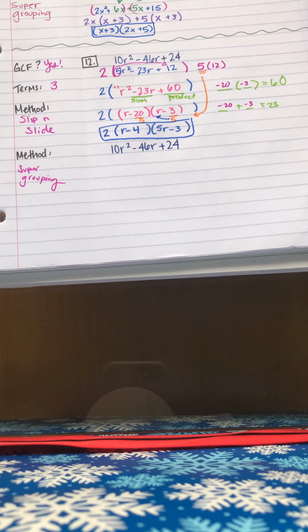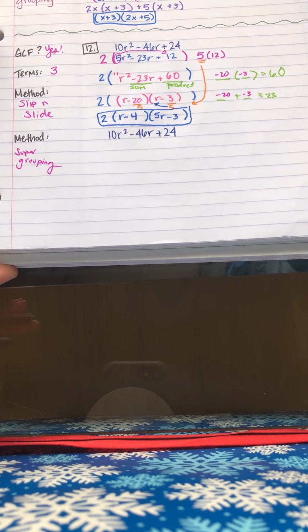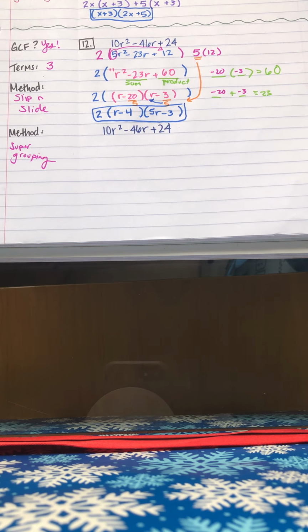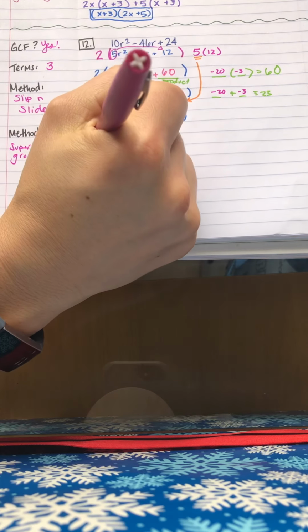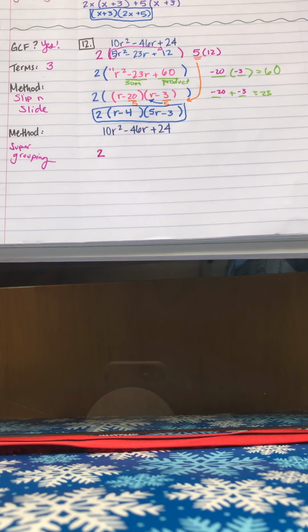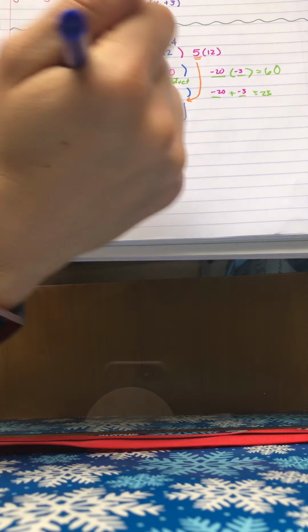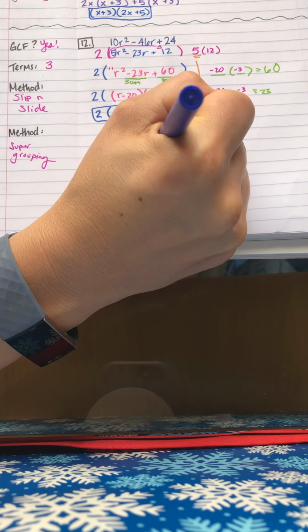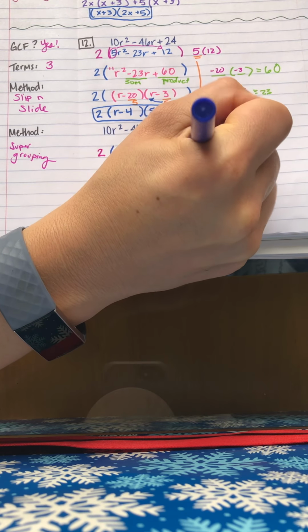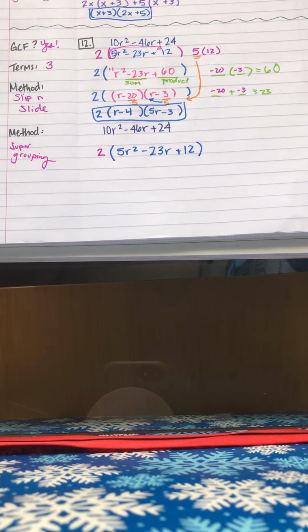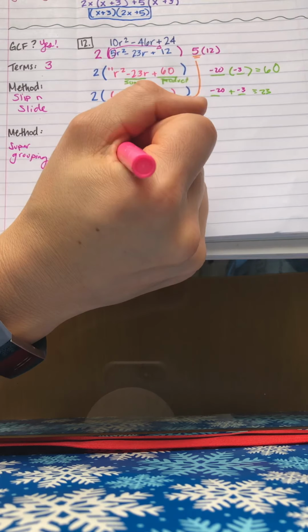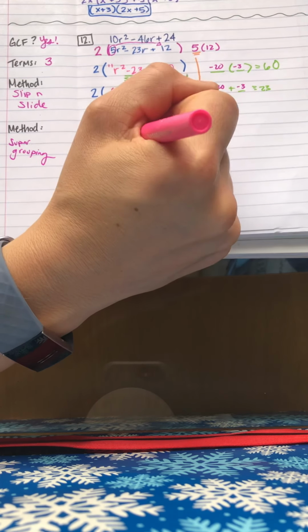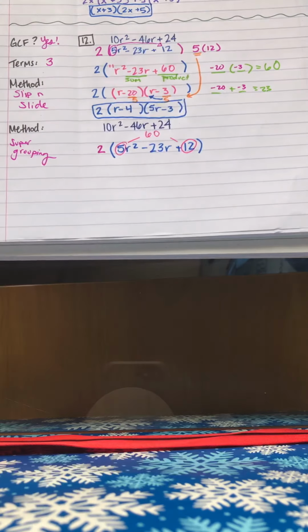Let's see if we get the same answer using supergrouping. We should. If we didn't, then we did something wrong. So for supergrouping, I'm going to go ahead and do the first step, just like we did in the first one. Factor out the 2, and then that's going to leave you with 5r squared minus 23r plus 12. And now we're going to supergroup. So for supergrouping, the first step, very similar to the first step here, you multiply the first and the last term together. 5 times 12 is 60.